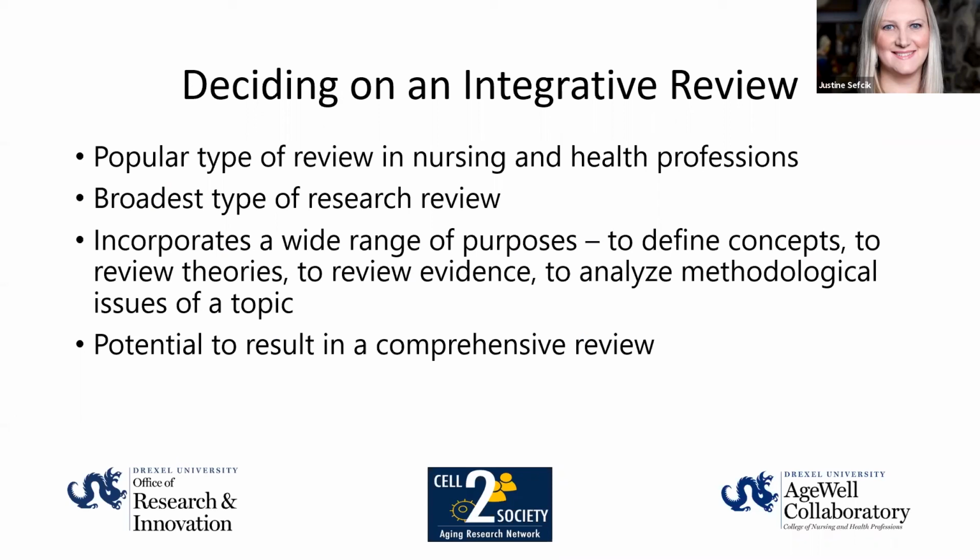And this type of review allows you to have a wide range of purposes when you go into the literature. So you could define concepts, you can pull out how people are defining concepts, you could review theories, which when you look at systematic reviews, theories are not being reviewed at all. It's usually randomized control trials. So this really allows you to look at different types of literature and to review the evidence to date, and also allows you to analyze methodological issues on your topic if that is what you're interested in.